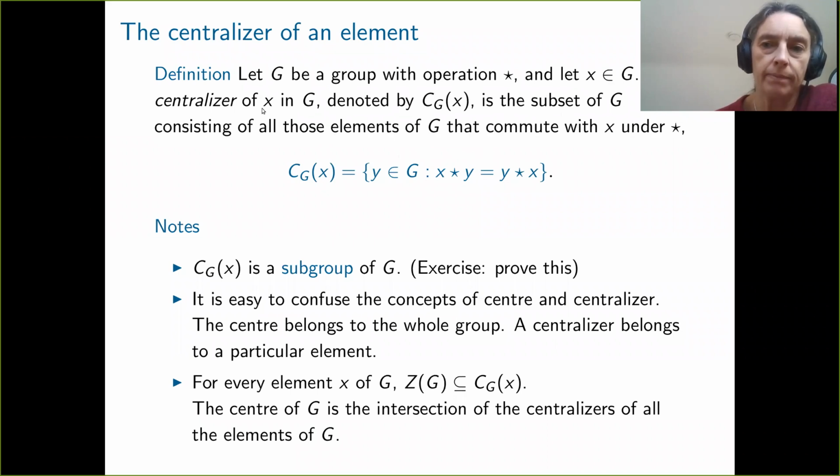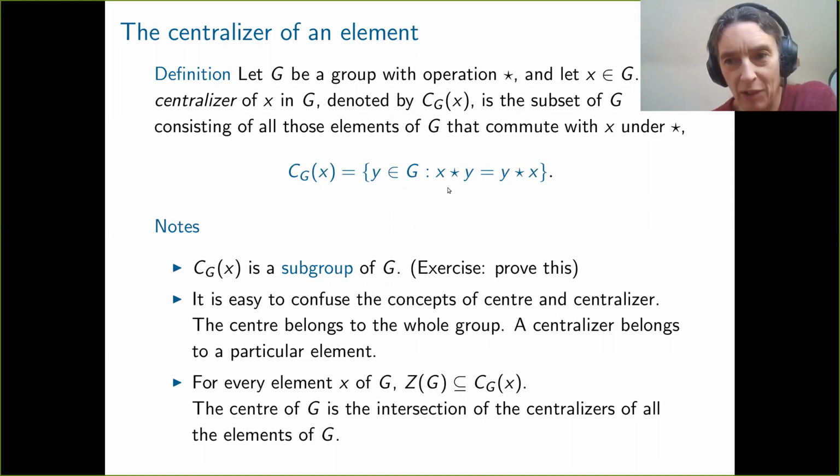Okay, so here's the concise version. The centralizer of X in the group G is the set of all those elements Y in G with the property that X star Y is equal to Y star X. Okay, so just be really careful when you're reading the technical detail here. X is a fixed element. We're talking about the centralizer of X, and that's the set of all those Y's for which X star Y is the same as Y star X. That thing is called the centralizer of X in the group G, and it's a subset of the group G.